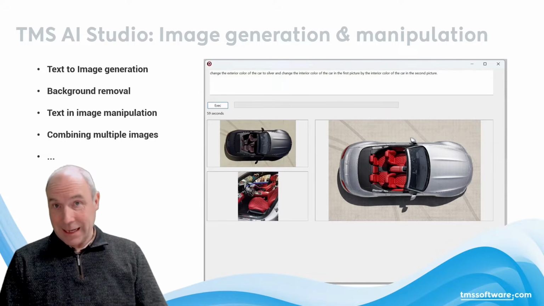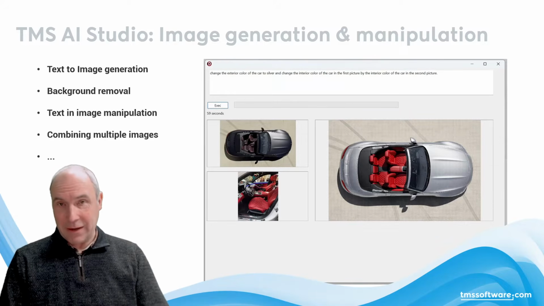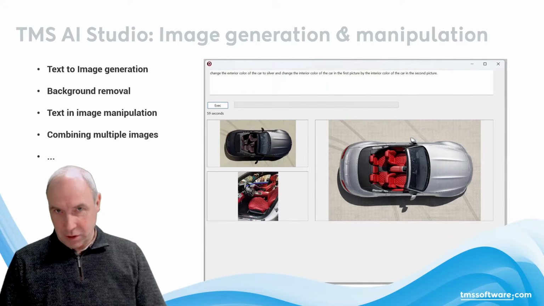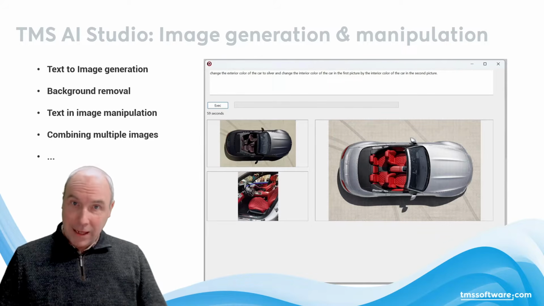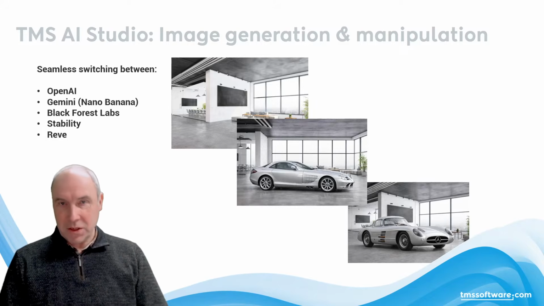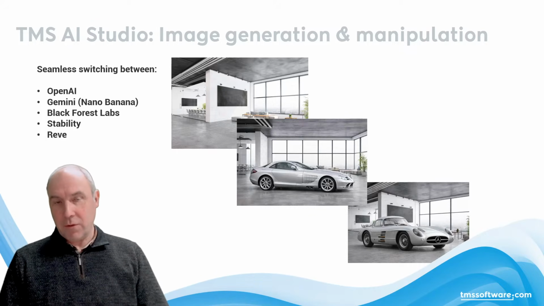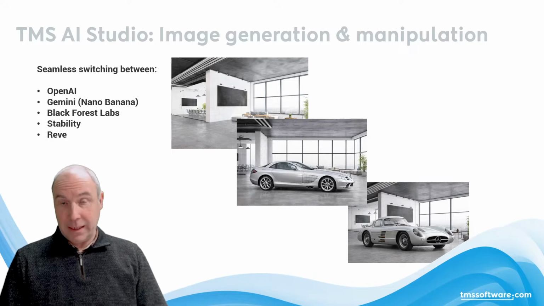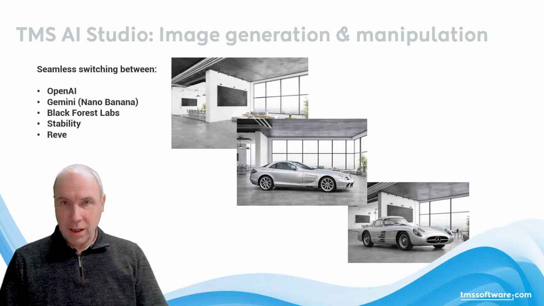Whereas in TMS AI Studio before, the output results of the generative AI were always text-based, here we make our next step in handling images as a result of the generative AI, and of course that in combination with AI image models, and we support at this moment image models from OpenAI, from Google's Gemini, also from Black Forest Labs, Stability and Revit. And you can do lots of interesting things with these image models.